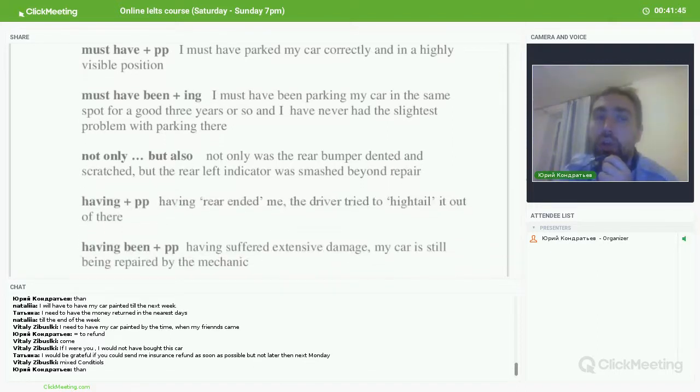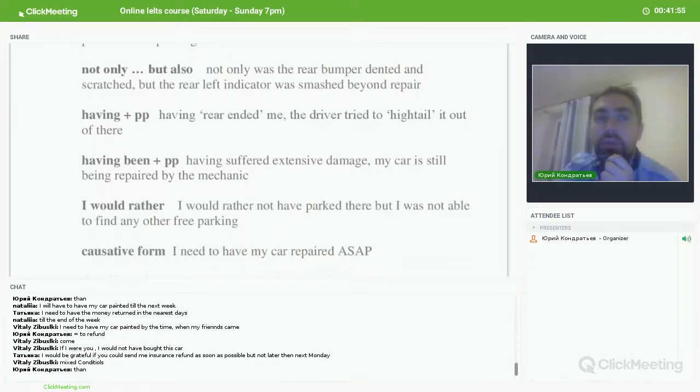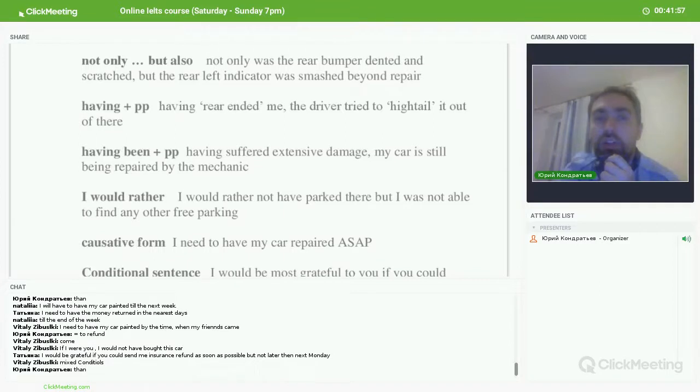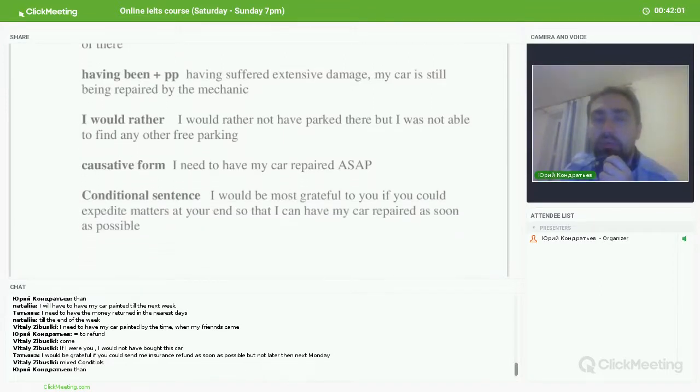Not only, but also. Not only was, inversion, not only was the rear bumper dented and scratched, but the rear left indicator was smashed beyond repair. Having plus past participle. Having rear-ended me, the driver tried to hightail it out of there. Having been plus past participle. Having, oh, here it's not having been. So the example would be having been damaged.